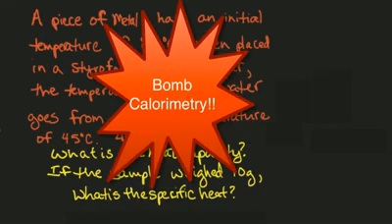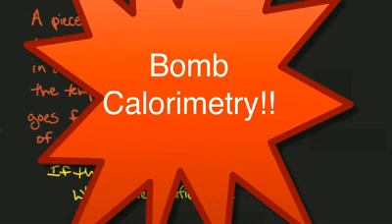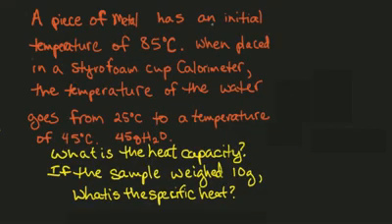Today we're going to look at an example of calorimetry in which we have a piece of metal that has an initial temperature of 85 degrees Celsius, and it's placed in a styrofoam cup calorimeter that has the water initially at 25 degrees Celsius. After a while they come to a temperature of 45 degrees Celsius.